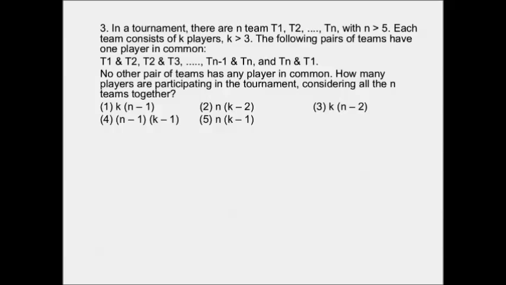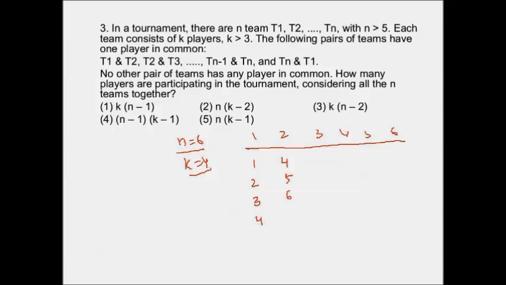So let's take that because n is greater than 5, I am assuming n is equal to 6. There are 6 teams. Because k is greater than 3, I am assuming k is equal to 4. So basically there are 6 teams, and in each team there are 4 players. So let's say in the first team the players are player number 1, player number 2, player number 3 and player number 4. Because T1 and T2 should have one player common, let's say that player is 4. So the other 3 players are 5, 6 and 7.